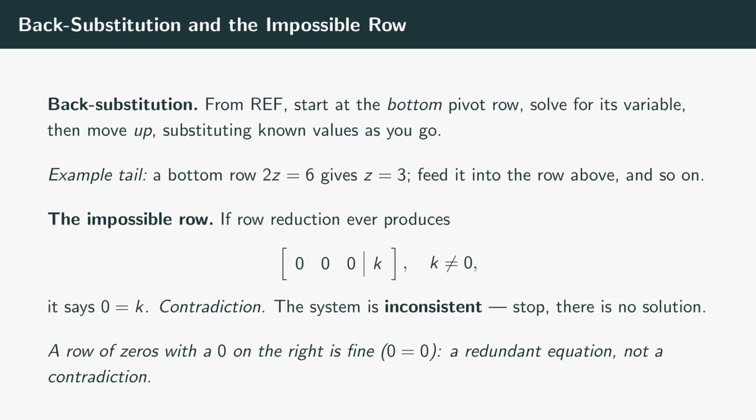Be careful to distinguish it from a row of all zeros, including a 0 on the right. That one just says 0 equals 0, which is harmlessly true. It is a redundant equation, and it is the signal of a free variable, not of a contradiction.